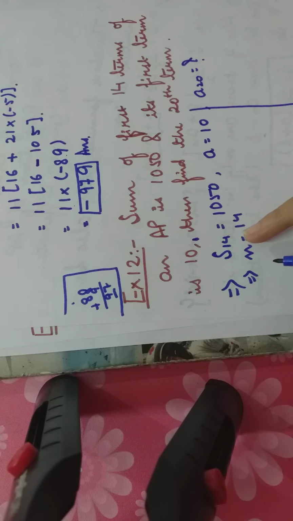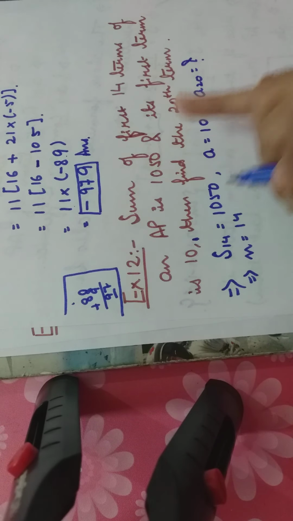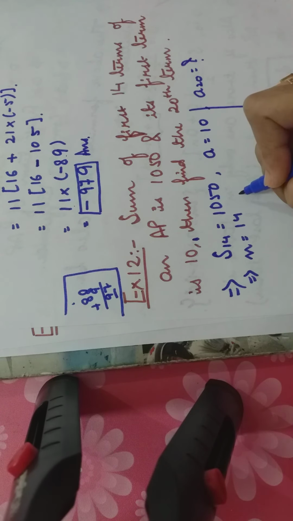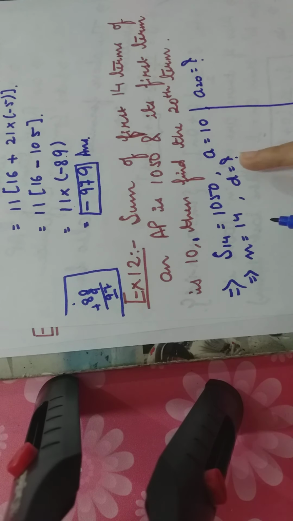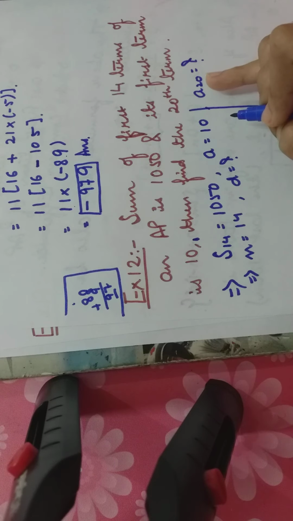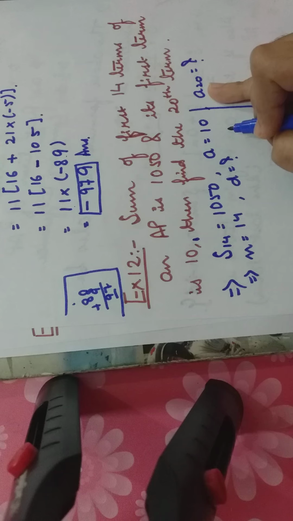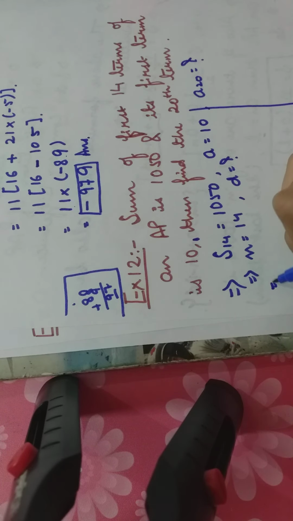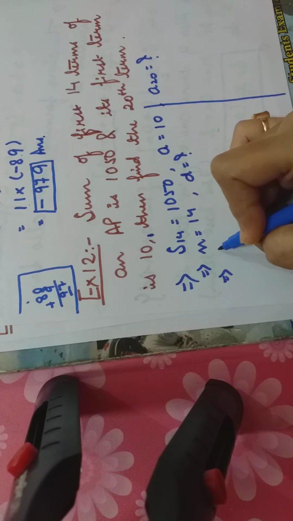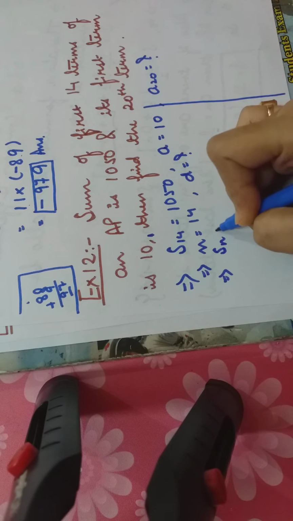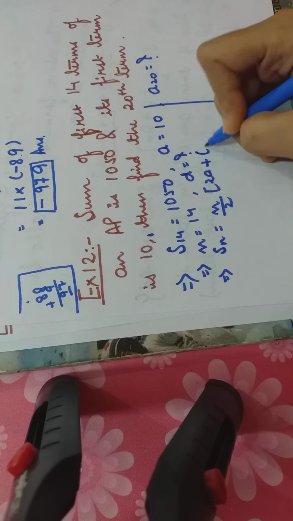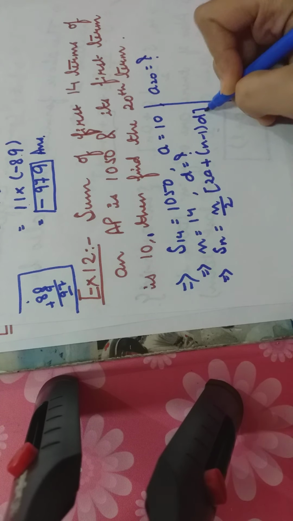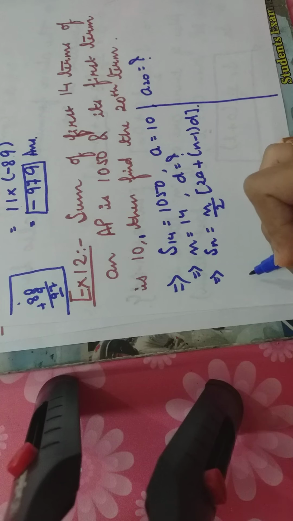For the first 14 terms of an AP, the sum is 1050. The first term is given. I have to find the common difference first. After finding the common difference, I will use the nth term formula of an AP to find the 20th term of that AP. The sum formula is Sn equals n by 2 into 2a plus n minus 1 into d. This is the formula for finding the sum of n terms of any AP.